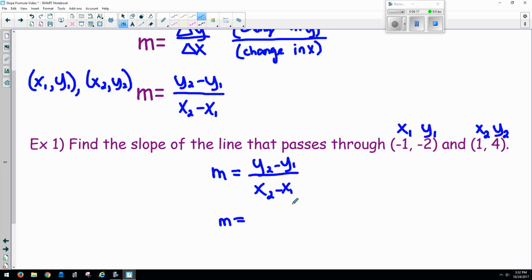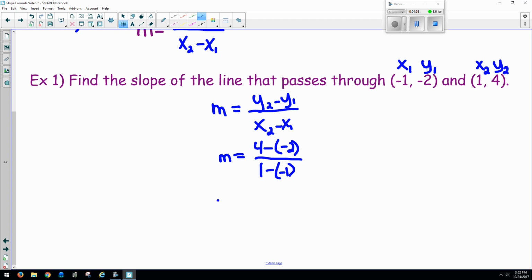So we're going to take y2, which is 4, minus y1, which is -2. Let's put that in parentheses. Divided by x2, which is 1, minus x1, which is -1. Let's put that in parentheses. And then we're just going to simplify. So we have 4 minus -2. That's the same thing as 4 plus 2. In the denominator, I have 1 minus -1. That's the same thing as 1 plus 1. So the slope is equal to 6 over 2, which is 3. So we get the same thing.